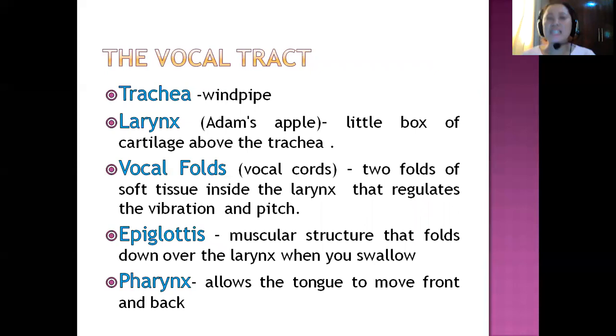So, of course, since we are talking about the production of speech sounds, we will go into the main tool for speech production, and that's the vocal tract. The vocal tract is composed of the trachea, the larynx, the vocal folds, the epiglottis, and the pharynx. The trachea is the windpipe connecting the lungs and the larynx.